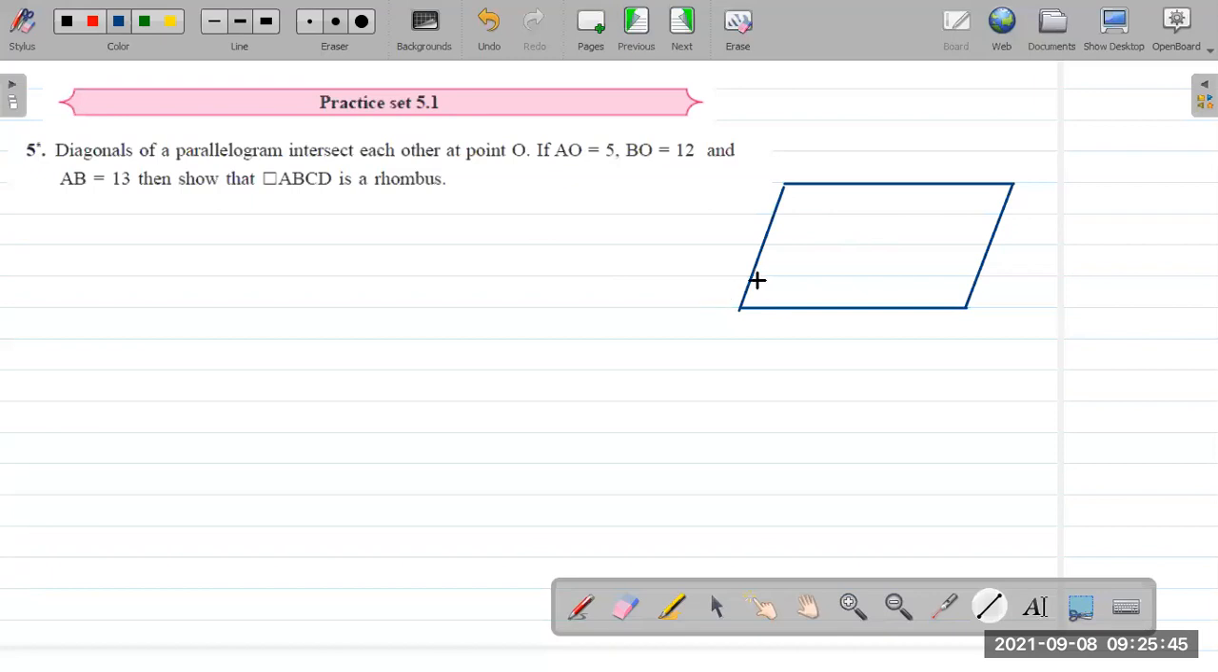Okay, and then we are asked to just draw the diagonals. So label it A, B, C, D, and we are given that the diagonals intersect each other at the point O. So here label this as O. And now what are the things given? AO equals 5, so this is 5 centimeters. No unit is given. BO is 12 and AB is 13.